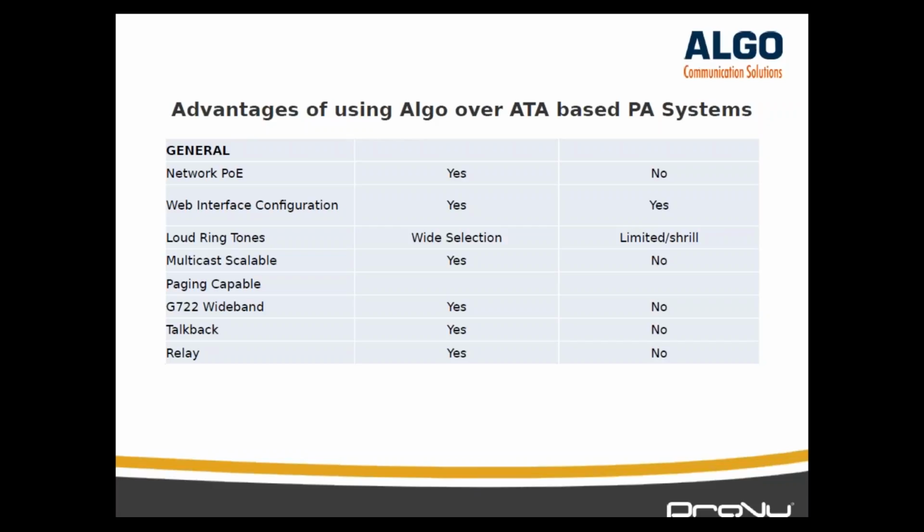Can you do multicast? You can with our system. You can't with an ATA. Paging, well, sort of, but not very well. It's a legacy analog system, so if you know anything about that, you know how to do it. G722 wideband, high quality? Yes, no for an ATA. Talkback, yes, we can do that.